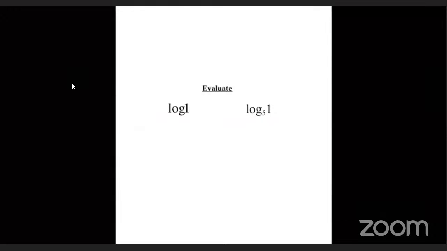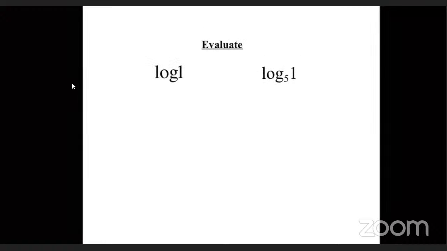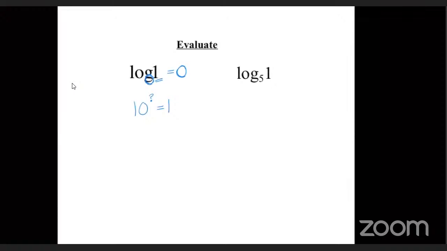And our last one of evaluating is going to just see again a couple other properties here. We've got a 1 on the inside, and I don't have a base written. So remember that no base written means that it is 10. 10 raised to something gives me an answer of 1. Well, it doesn't matter what our base is, that something is going to be a 0. So if we have a 1 on the inside, our answer would be 0. Similarly, on this next one, now I have a base of 5. 5 raised to something gives me an answer of 1. And in order to get an answer of 1, I have to raise whatever my base is to 0.